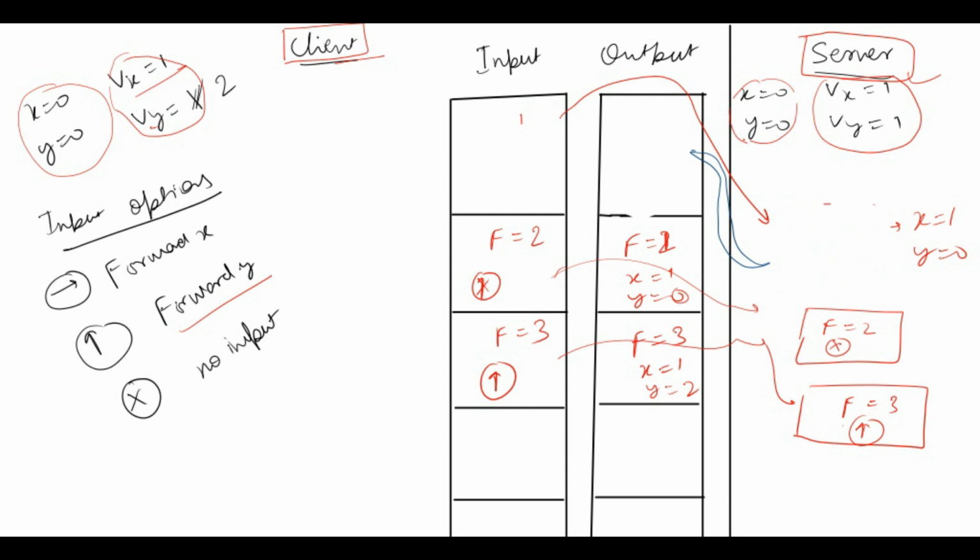So now let's discuss frame 2. The output for frame 2 will remain the same, x will remain the same and y will also remain the same because no input is pressed, and it will also be moved to the client side. So this will also be compared, and you can see the output of frame 2 is x equal to 1 and y equal to 0. It is also x equal to 1 and y equal to 0 on the server side. So this frame is also passed.